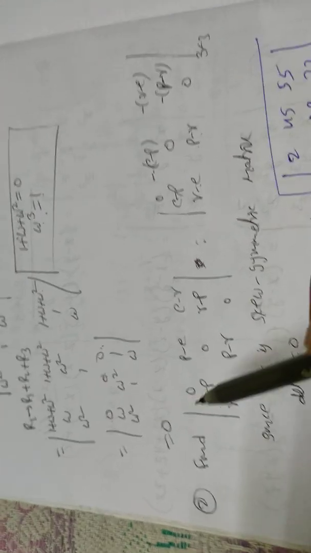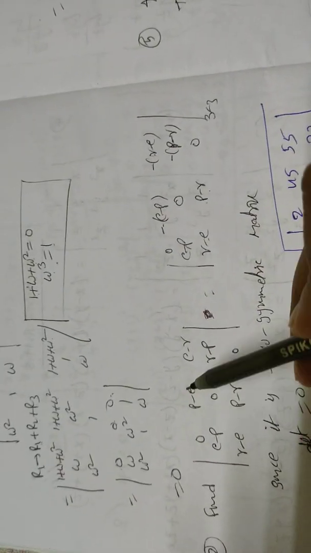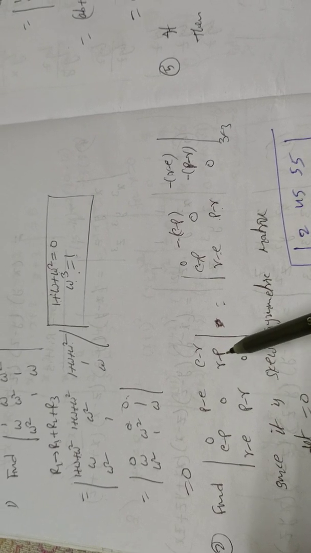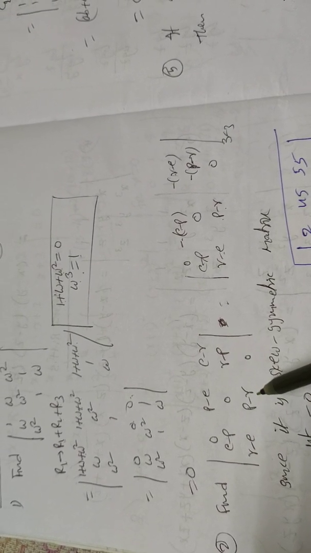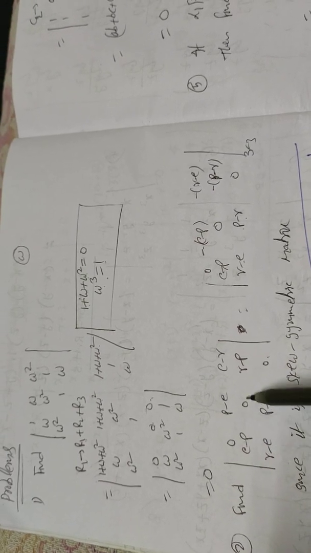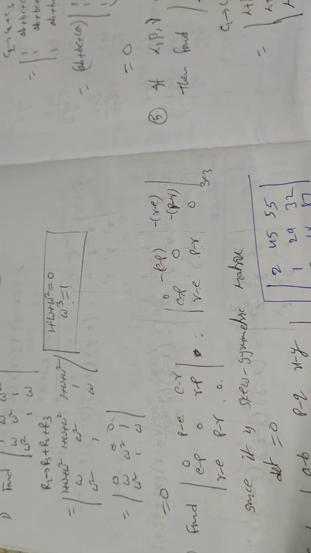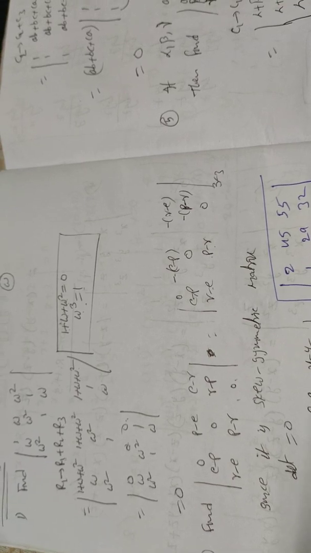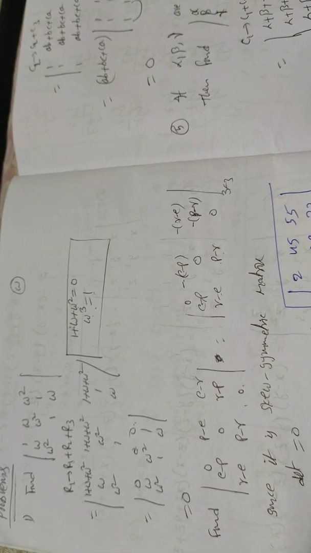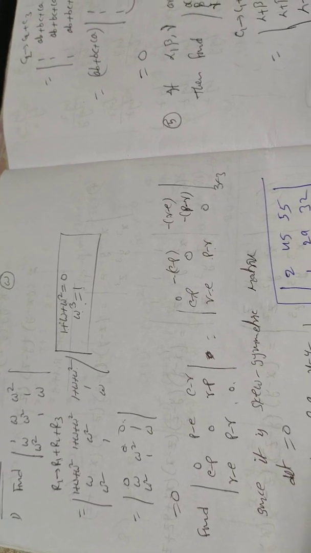Next, second question. Find the determinant of 0, p minus q, minus r, q minus p, 0, r minus p, r minus q, p minus r, 0. See here, all diagonal elements are zeros. If you observe all diagonal elements are zeros, then you have to check once, is it a skew symmetric matrix or not, and is it odd order or not.